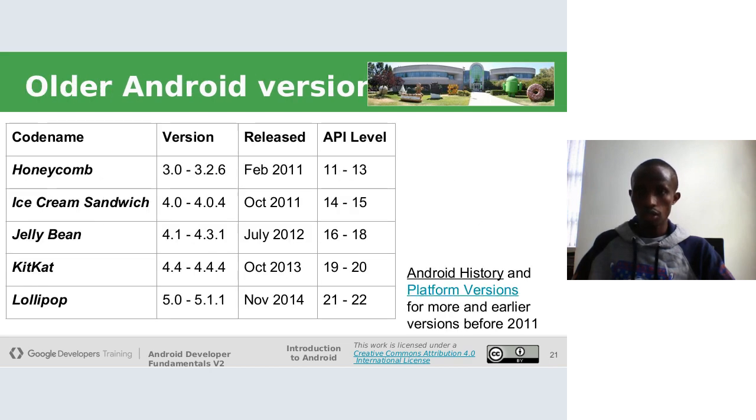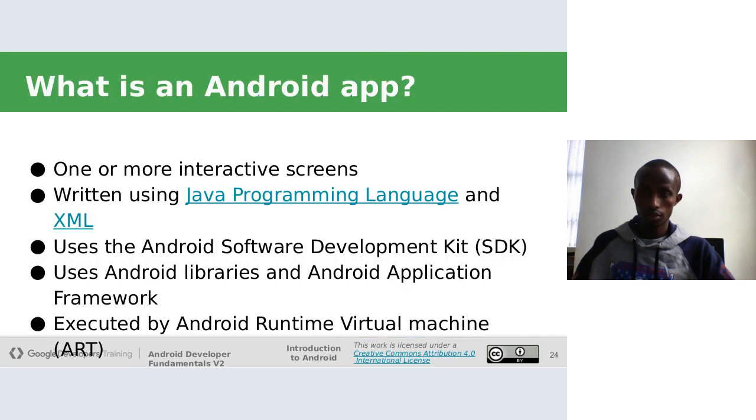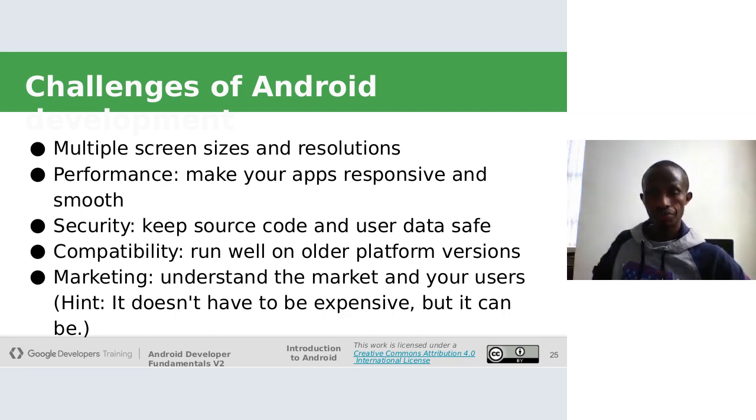So now if you want to support more devices for your application, at least target from Android 5 and above. I think nowadays the devices that we have in the market almost all of them have at least Lollipop. Then we can look at challenges of Android. One of the challenges with developing for Android is you expect that your app will be accessed by different screen sizes.